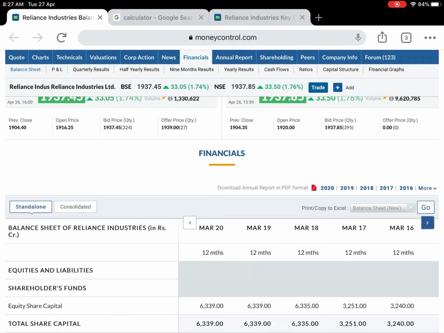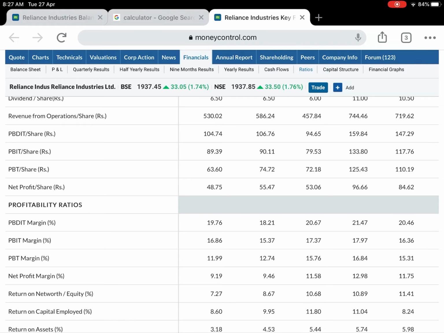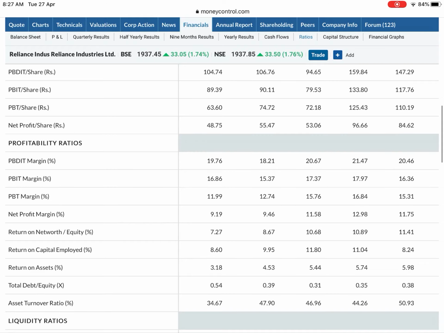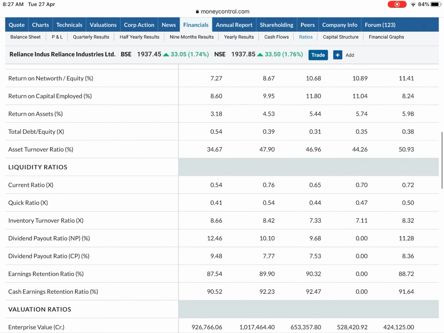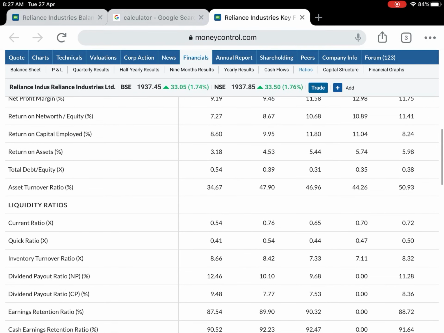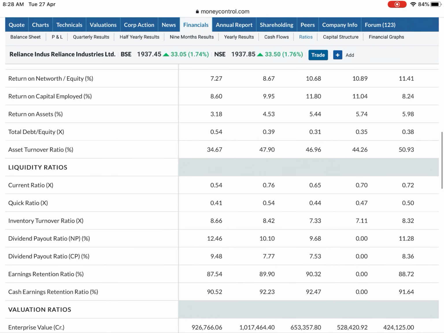Now usually you don't need to calculate this. You already have this on Money Control or any financial website. So now just see where it is. Just go below and you will find the total debt to equity ratio. Total debt to equity ratio is here. So 0.54. What we have calculated, 0.54. So the total debt to equity ratio we are seeing is 0.54.